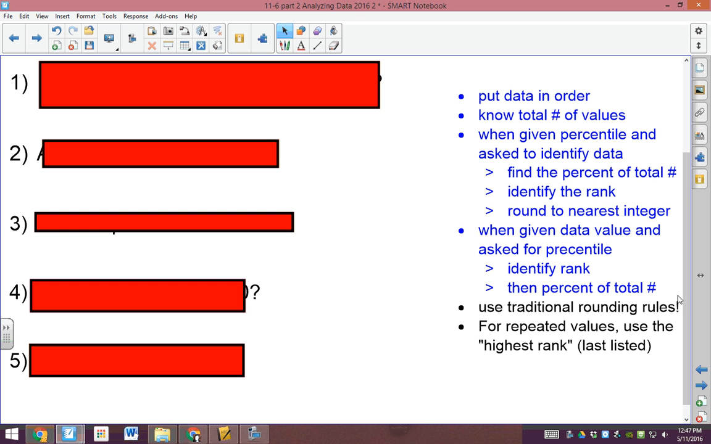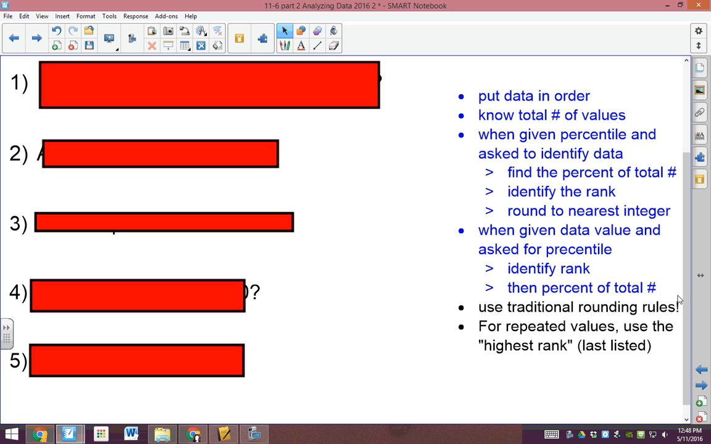Now there's 2 ways these questions could be asked. They could say, find the score at whatever percentile. So what you will do is find the percent of the total number, identify the rank, round to the nearest integer using traditional rounding rules, and identify the score at that place. You could go the other way though. They might tell you what value you're looking at and ask you what percentile it's at. So then you should work backwards. Identify the rank, figure out what percent of the total that is.